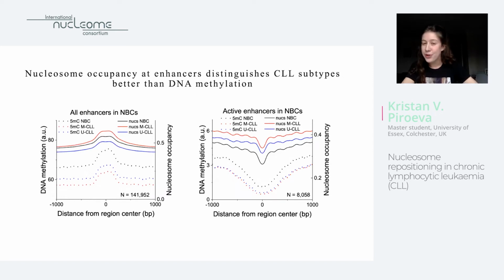Importantly, we can see that CLL patients are characterized with an increase in nucleosome occupancy at these regions compared to non-malignant B cells. Also, we can see that nucleosome occupancy at these enhancer regions can distinguish CLL subtypes better than DNA methylation.